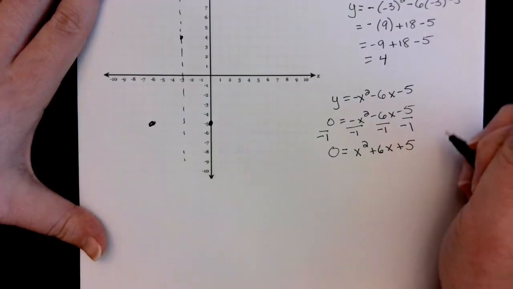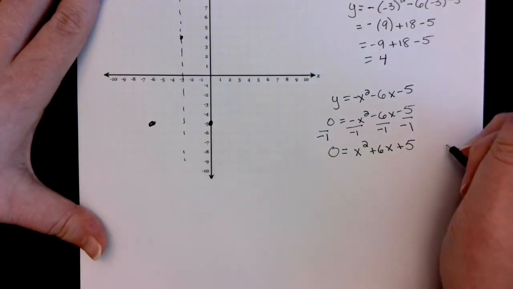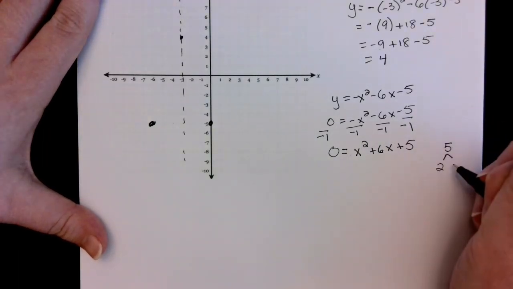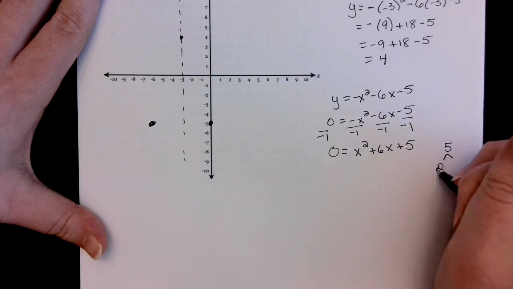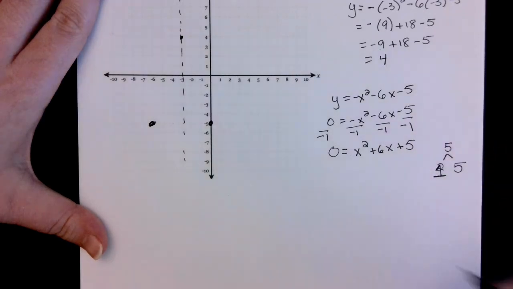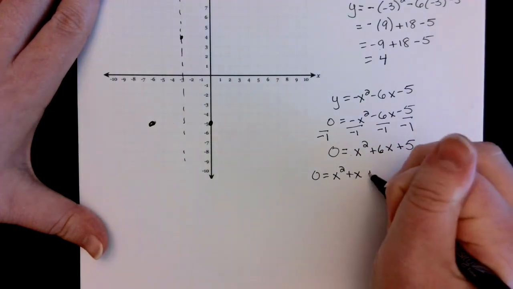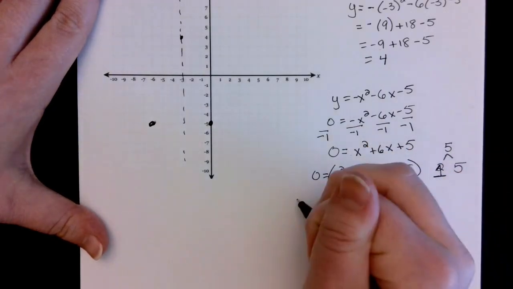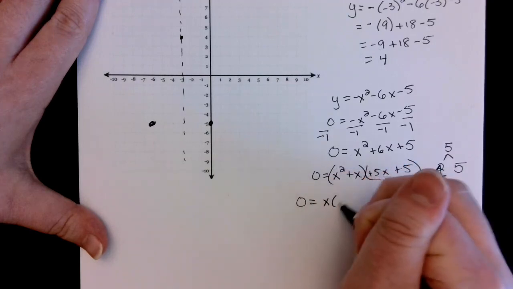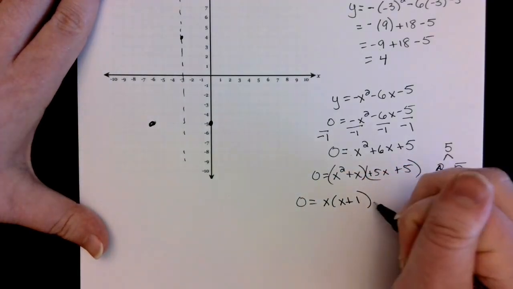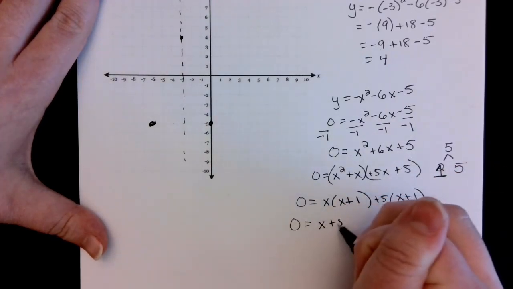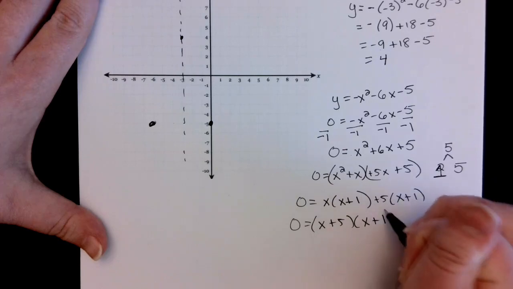Alright, so now we need to take the AC method. 1 times 5 is 5. Two numbers that multiply together to be 5, but add together to be 6 are 1 and 5. I then am going to group x squared plus 1x plus 5x plus 5. Put the first two and the last two together. Take an x out, leaving x plus 1. Take a 5 out, leaving x plus 1. They factor to be x plus 5, x plus 1.